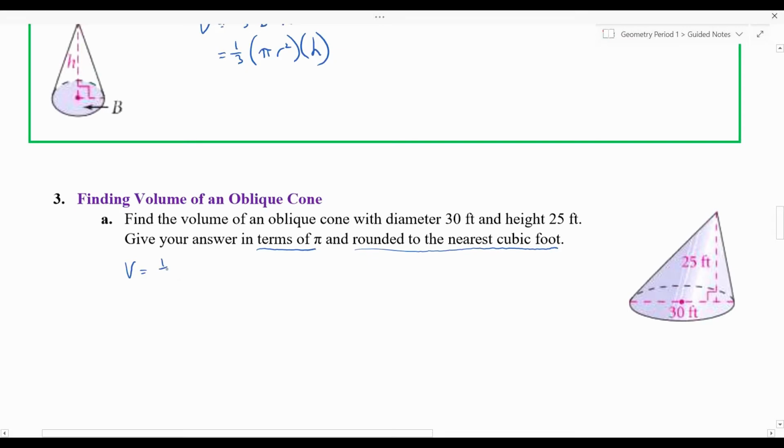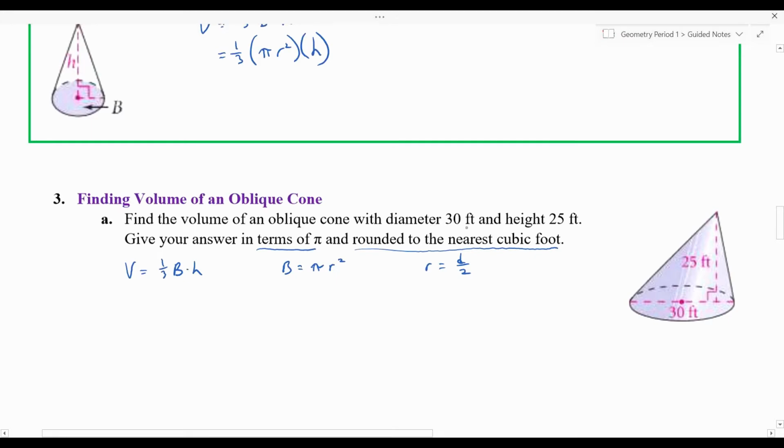Is 1/3 the area of the base times height. So we take the base here and we know that the base is going to be pi r squared. Now we need to find the radius. Do they give us the radius? They did not give us the radius. They gave us the diameter. But we know that the radius equals diameter divided by 2.